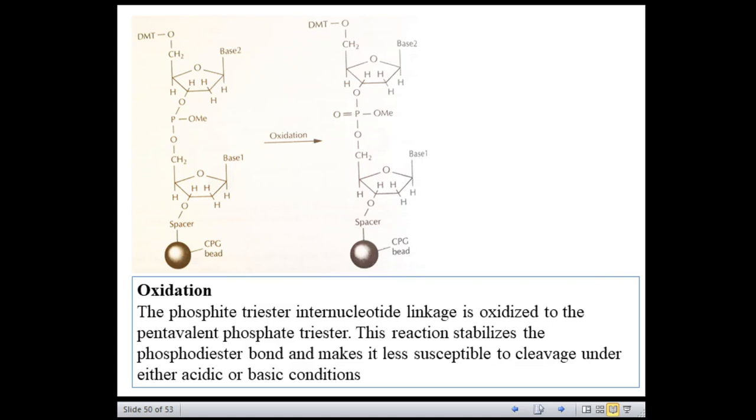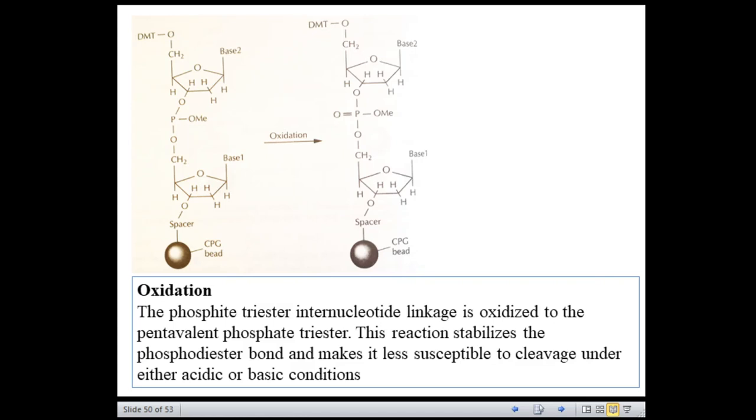When you remove the DMT group, the 5' terminus of the DNA strand is phosphorylated, either by the enzyme T4 polynucleotide kinase and ATP or by some chemical procedures. This reaction can be carried out after detritylation while the oligonucleotide is still bound to the support. Right?